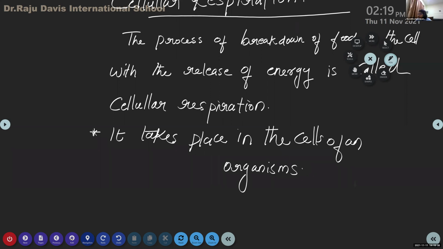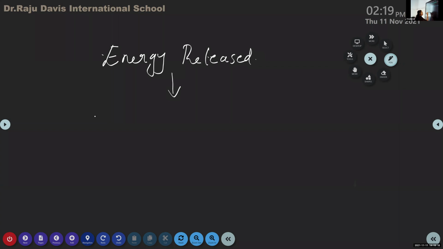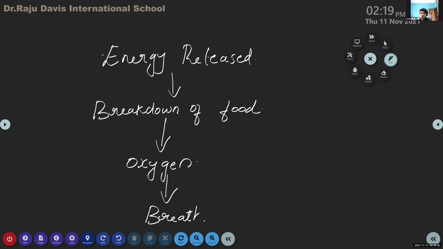By the breakdown of the food. Okay. We can make a chart of how it is interrelated. Energy is released by the breakdown of food. And this breakdown of food takes place with the help of whom? Oxygen. Okay. And from where do we get this oxygen? By breathing in. By the breathing process. So this is the way breathing and respiration are said to be interrelated.